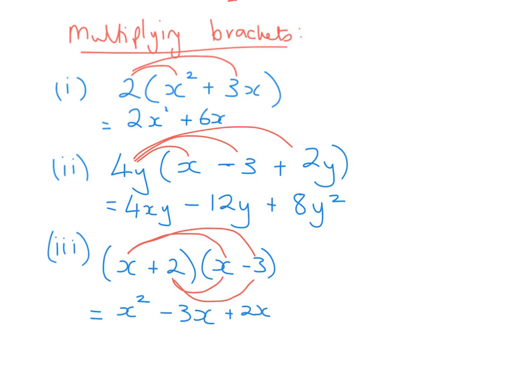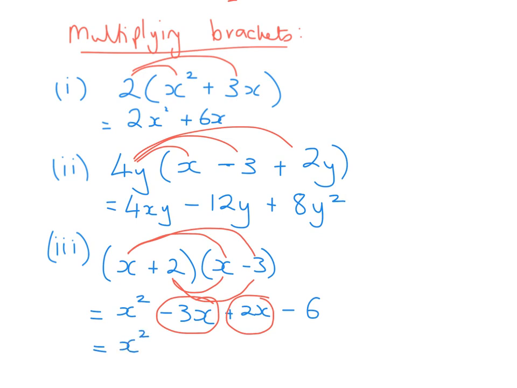And 2 by minus 3, so a plus by a minus gives me a minus. 2 by 3 gives me 6. And again, we need to check that there's no like terms. But this time we can see we have a minus 3x and a plus 2x, which are like terms. So we need to add those together before we finish the question.